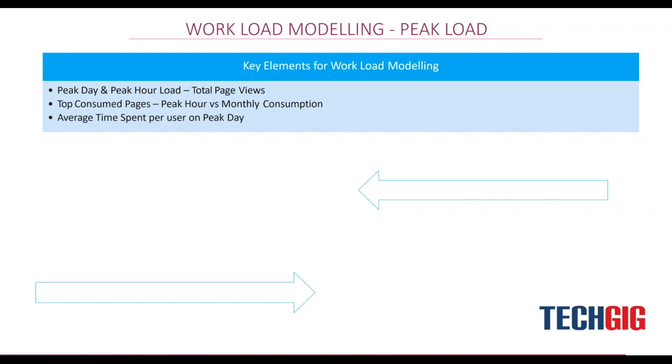And what are the key elements of workload modeling? In the key elements, we have to identify the peak day. So take the last 6 months or 12 months. You can get it from the production data if you have access, or else request the business analyst. He will provide you what their application has; they will have the prod data. So get the peak day and peak hour from that.